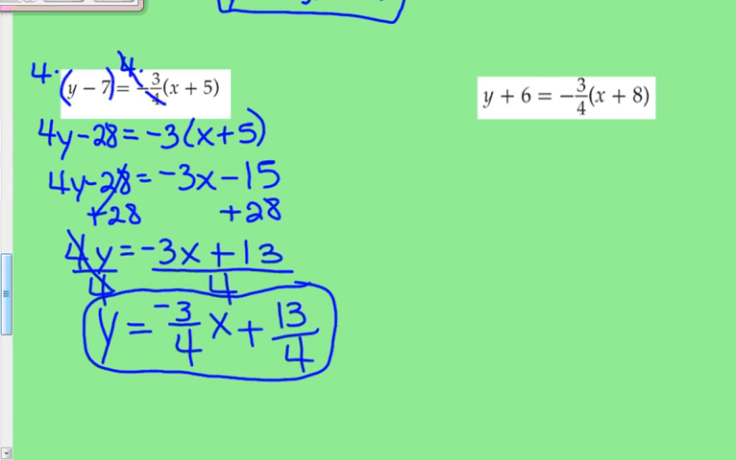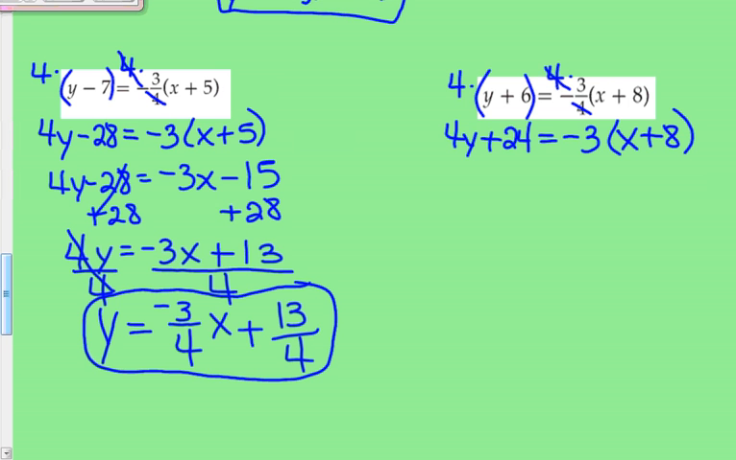And we're going to do it one more time real quick. Again, practicing with getting rid of a fraction. Multiply both sides by the denominator. This makes 4y plus 24 equaling, those 4's cancel, negative 3x plus 8. Next step, negative 3x minus 24.